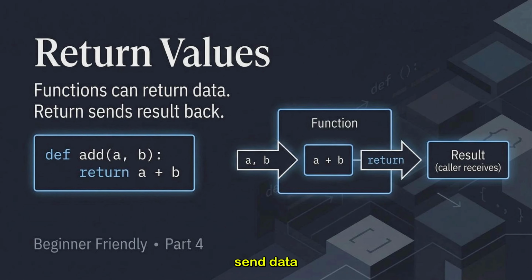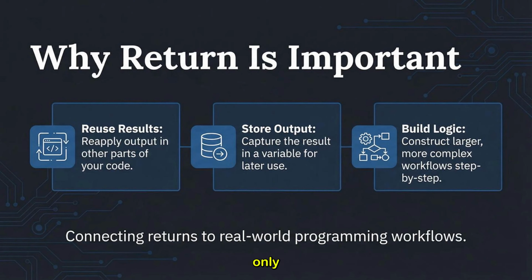Functions can also send data back. This is done using the return keyword. Return gives us a result that we can store or use later. Without return, functions only perform actions. With return, functions become very powerful.